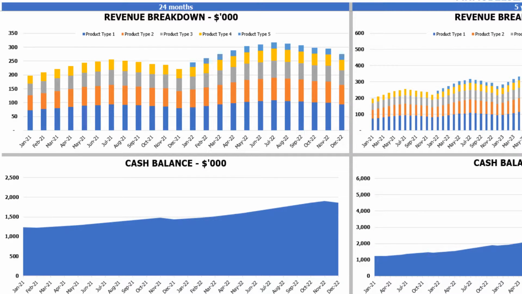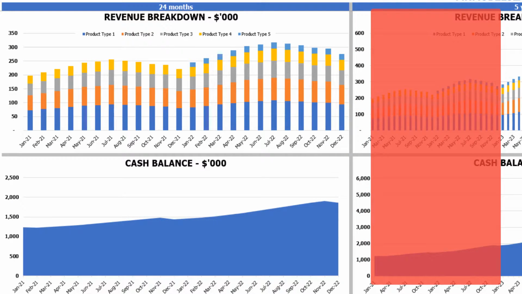On the Financial Charts tab, you may see the main financial outputs in graphical form. So on the left side you may see the chart for the 24 months, and on the right side you may see the chart for the 5 years or 60 months. So the top couple of charts will show you the revenue breakdown by product types.